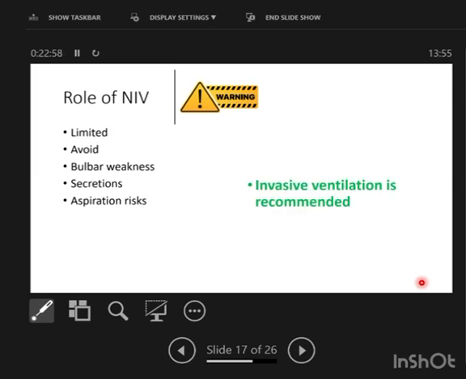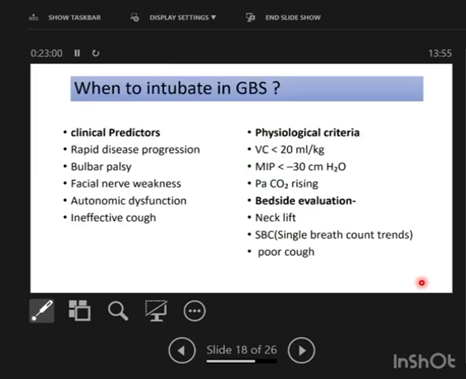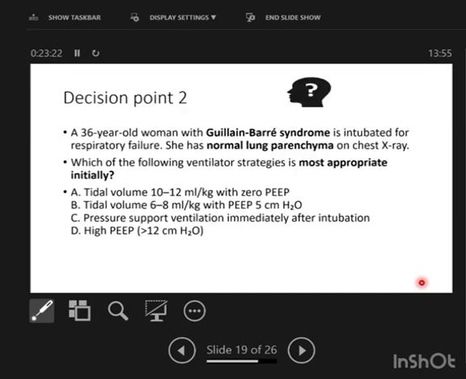So invasive ventilation is recommended. These are the clinical predictors I talked about. You can use objective criteria: vital capacity less than 20, mean inspiratory force, and we used to keep the PEFR in our ICU earlier. So the 20, 30, 40 rule is there. You can take those objective criteria also for intubation, but mostly it is clinical.